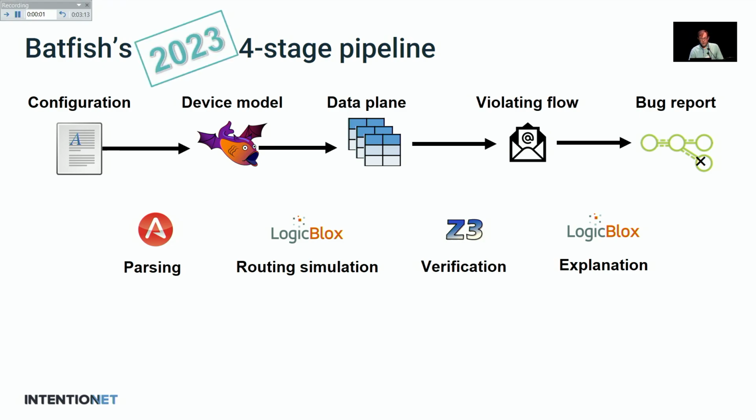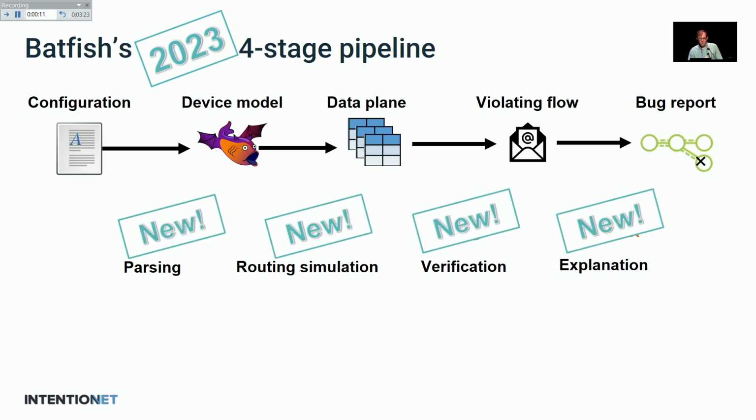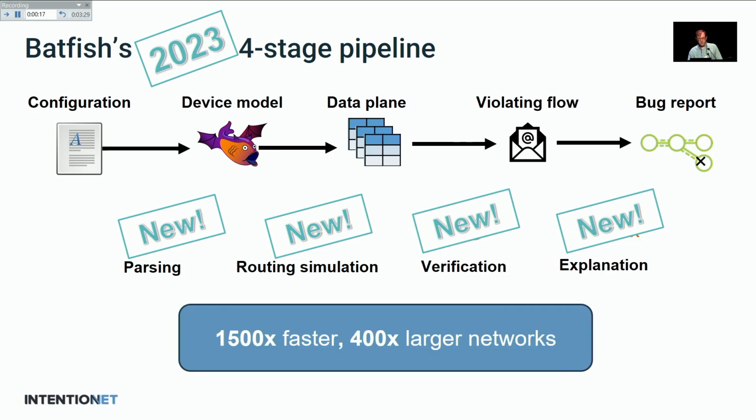So here we are, somewhere between 11 and 8 years later. What's changed? Well, it turns out that this pipeline actually is really robust. It's pretty much still how it works today. But of course, every single one of these steps is completely different. And that enabled us, finally, to make this 1,500 times faster than it was, and at least 400 times larger networks than we looked at in the original 2015 paper.